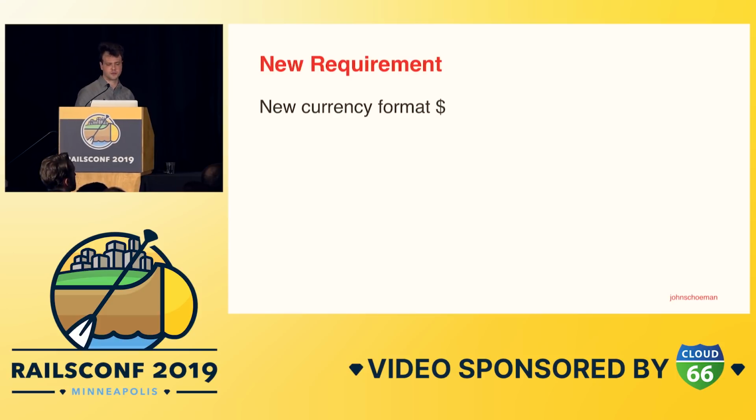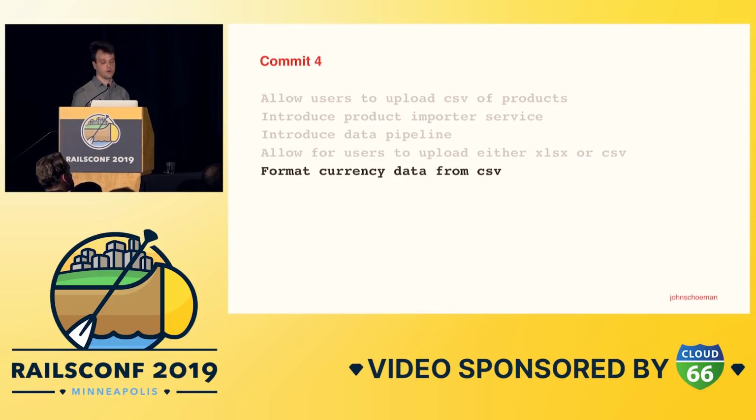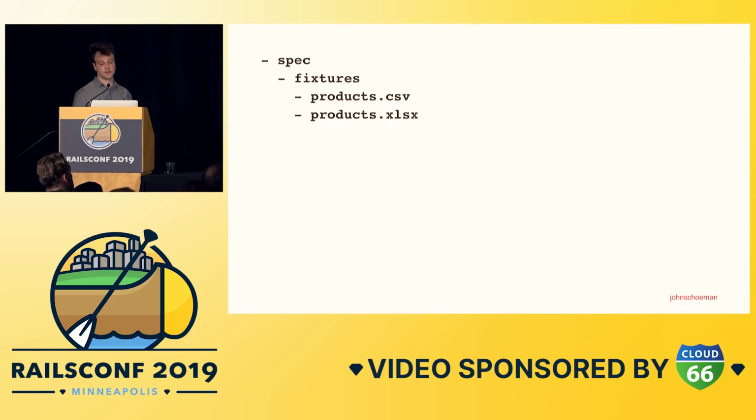And then our next client comes along who needs the ability to add the $ sign to their prices. So we will add our next commit, formatting the currency from CSV. This one doesn't require any new specs. All we need to do is update our fixtures such that it includes the data of the different formats that we want. So that's pretty easy. We just open up our CSV fixtures and we add the new data that we need to be able to handle.